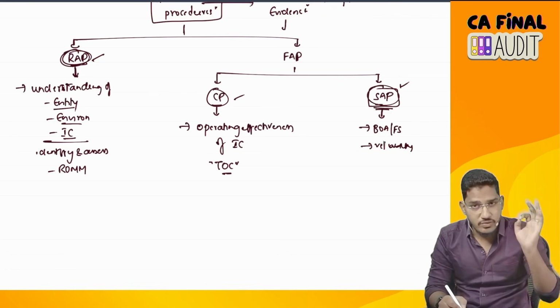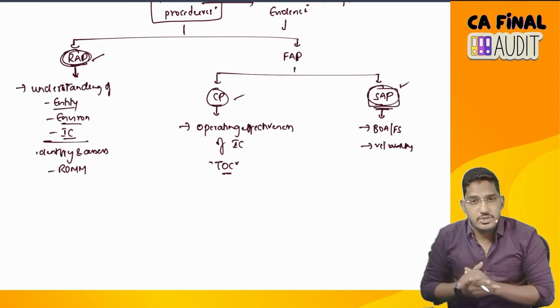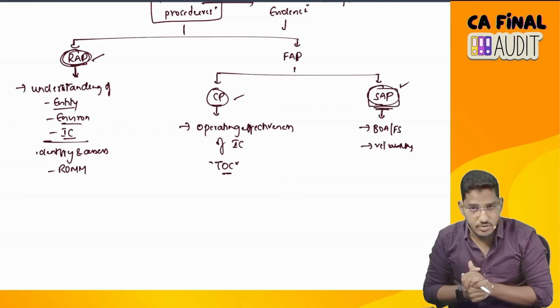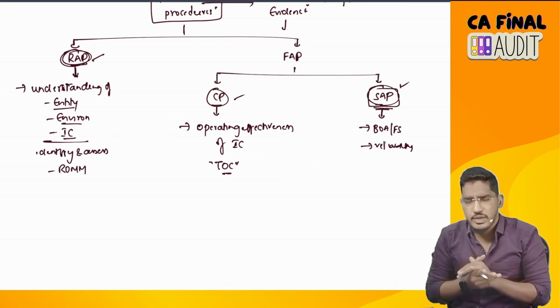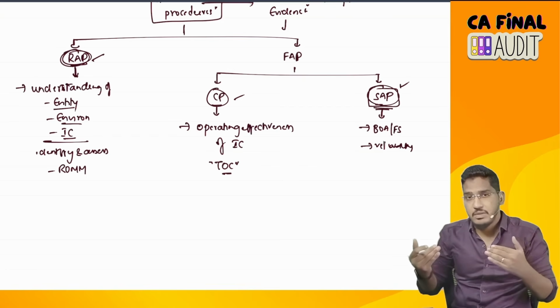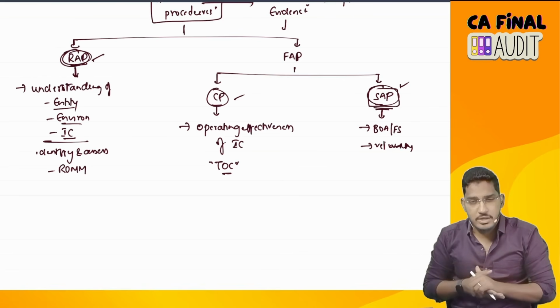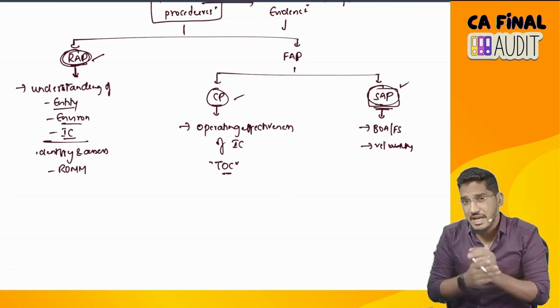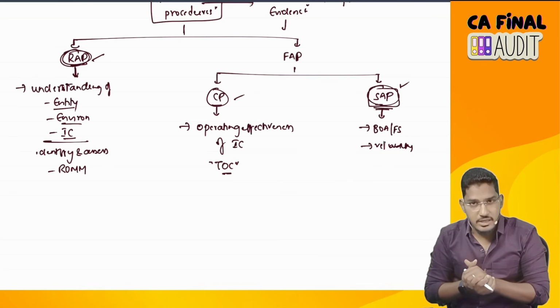In the risk assessment procedures, we only understand the entity. In the compliance procedures, we only test the internal controls. And see, this understanding is very, very important. Why? Because throughout the standards, we will see risk assessment procedures, compliance, substantive. So going forward, when you come across this terminology, you should not keep blank faces. You should have good conceptual clarity.